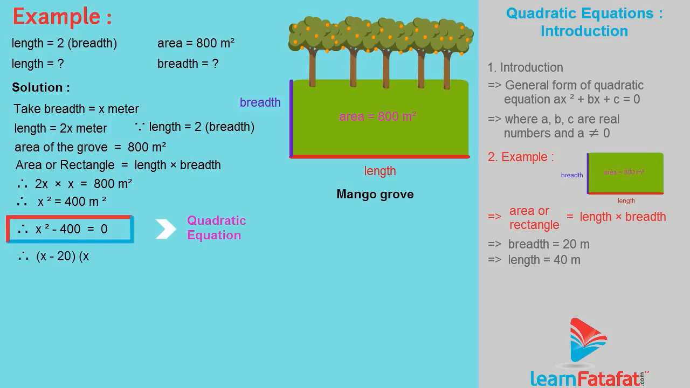Therefore, (x - 20)(x + 20) = 0. This gives the value of x = 20 or x = -20. But breadth cannot be negative, hence the valid answer is x = 20, which means breadth will be 20 meters and length will be 2 into 20 = 40 meters.